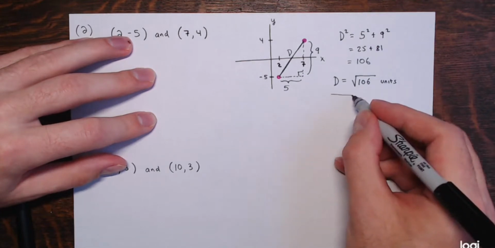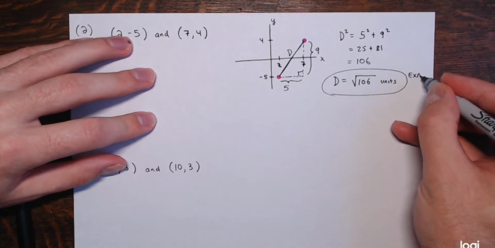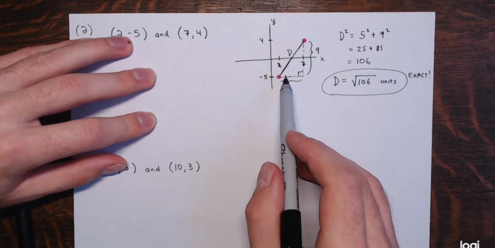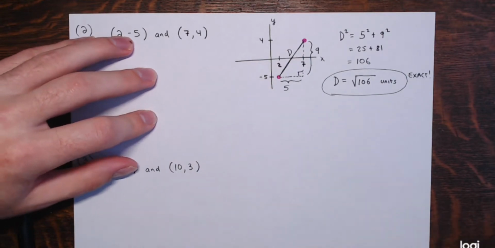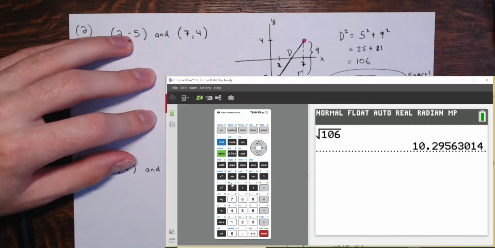So here we go. Again, this would be considered an exact answer, before you punch it in a calculator. These are the square root of 106 units apart. And if I want to round it, let's round it, might as well. The square root of 106 is 10 point something. Let's go 10.30. I'll do the nearest hundredth again, just to stay consistent. So 10.30, 10.3.